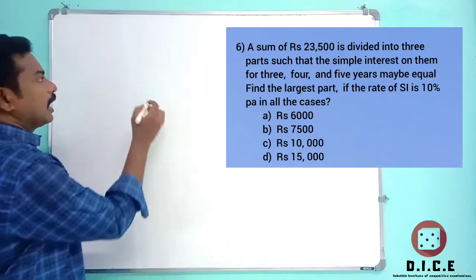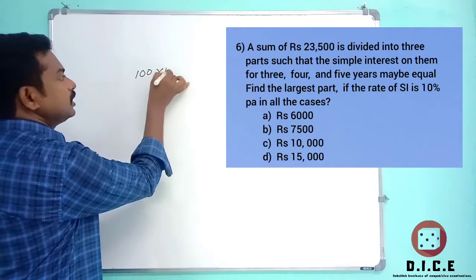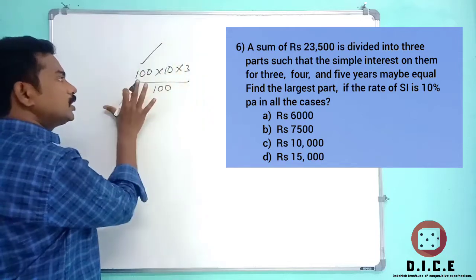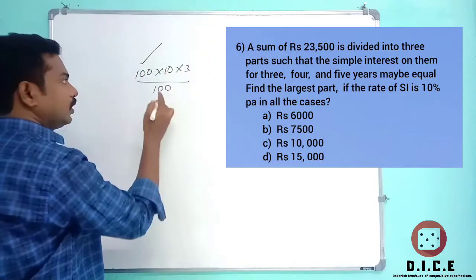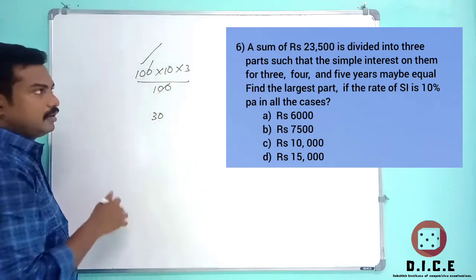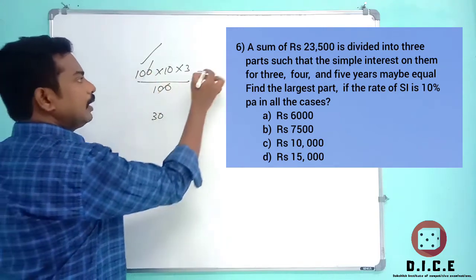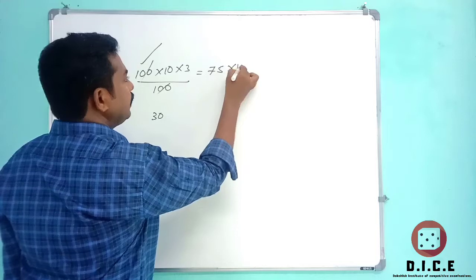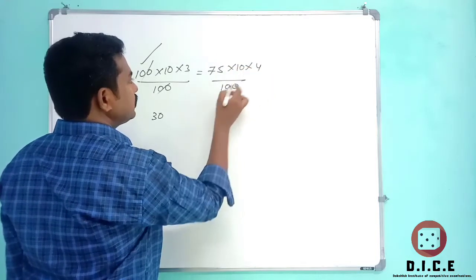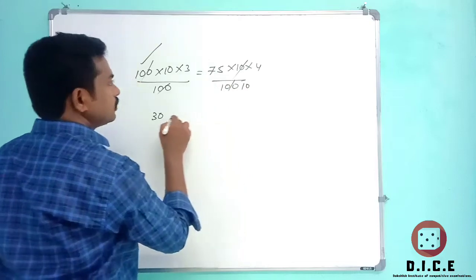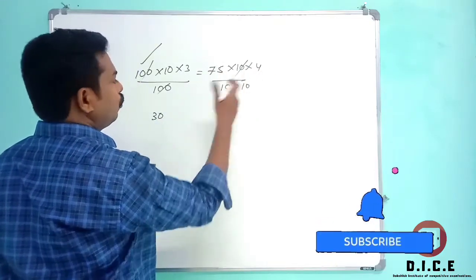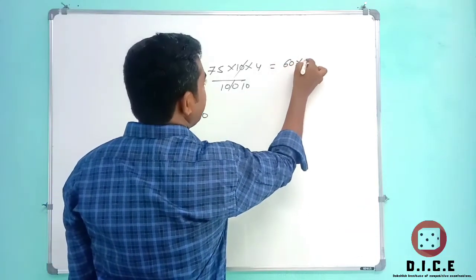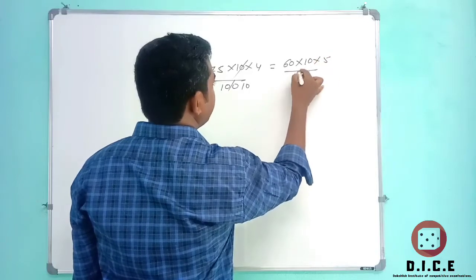Now if I consider 100 rupees at 10% for 3 years, for example, I am considering the first principal as 100. Now just keep 23,500 aside. 100 gets cancelled, 30 is my interest. In the second case, that is 75 rupees, 75 into 10%, that is 4 years by 100. Simply 75 into 4, that is 300 by 10, that is nothing but 30. In the third case also, 60 into 10 into 5 by 100, the zeros get cancelled, 6 5s are 30.